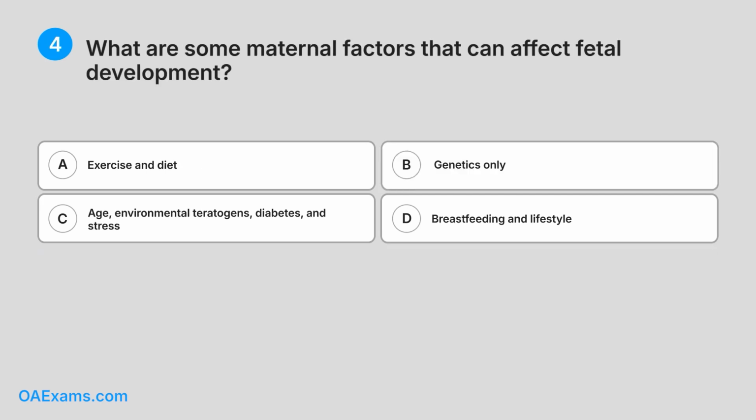4. What are some maternal factors that can affect fetal development? A. Exercise and diet. B. Genetics only. C. Age, environmental teratogens, diabetes and stress. D. Breastfeeding and lifestyle. What do you think is the answer?